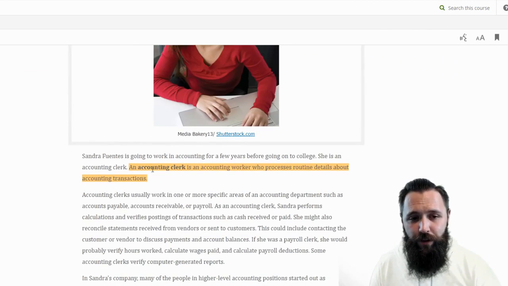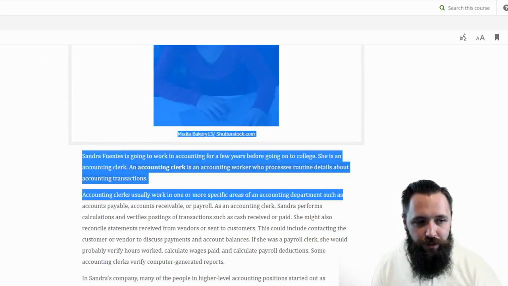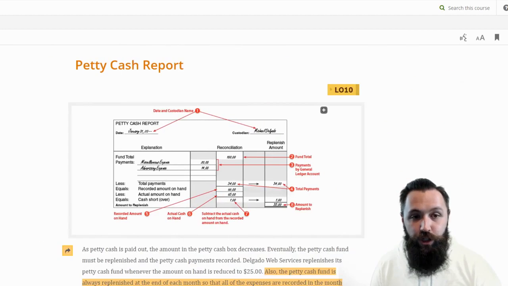I'm going to kind of pass over this. It's just careers in accounting. There's a vocab word in here, an accounting clerk, processing routine details and accounting transactions. Just make sure you know that. I'm sure it'll show up somewhere.